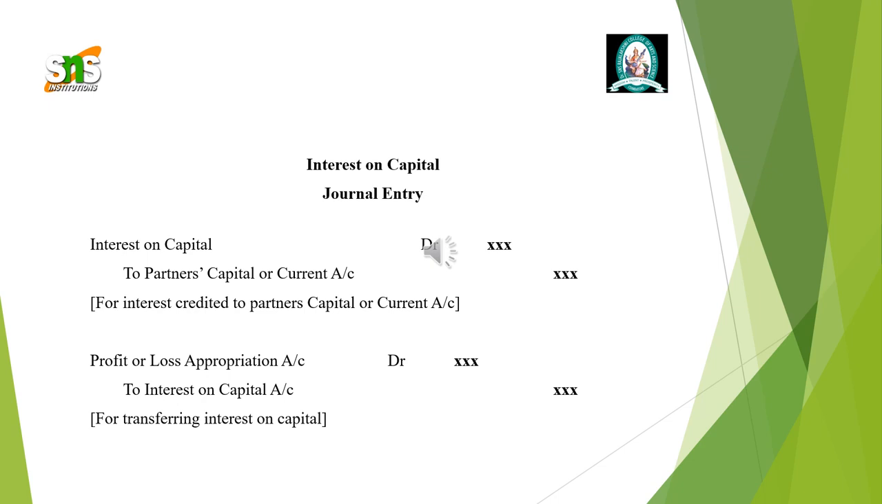Okay, and when the interest is credited, this is the format journal entry, that is, interest on capital account debit to partners' capital or current account. And then the next one is regarding transferring your interest on capital. As we all know well, the transfer is to be made to the profit and loss appropriation account. So profit and loss appropriation account debit to interest on capital account.